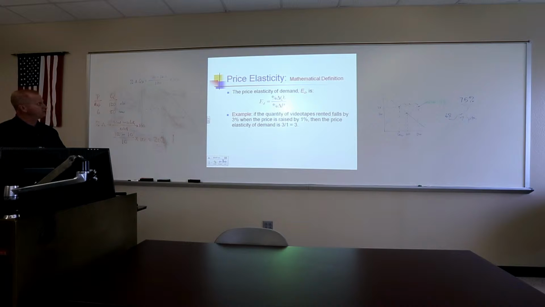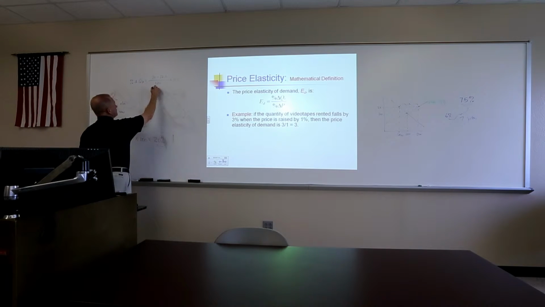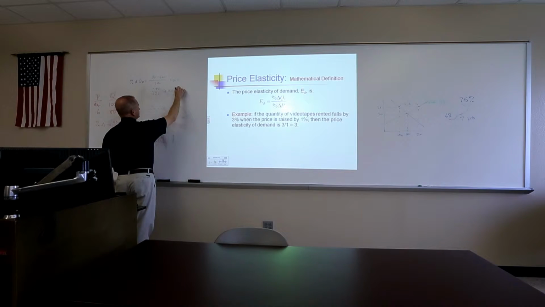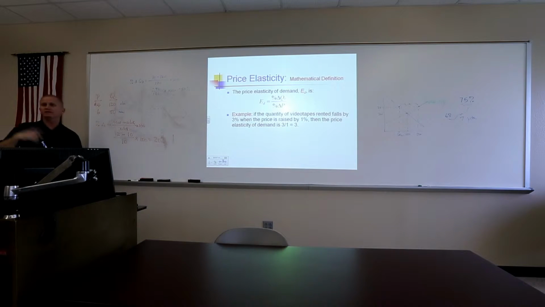So what's 40? Negative 40. Negative 40 divided by 120 times 100. What is that? 33% negative. I believe it's rounded. I mean, you're going to use a repeating decimal.